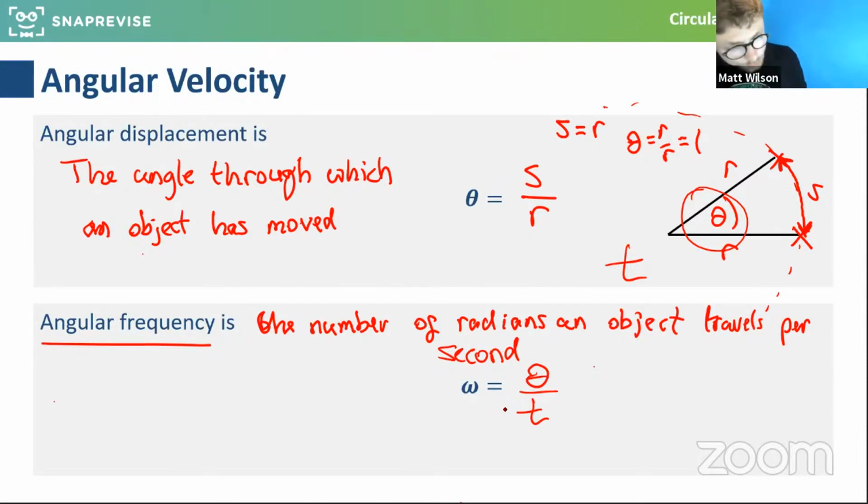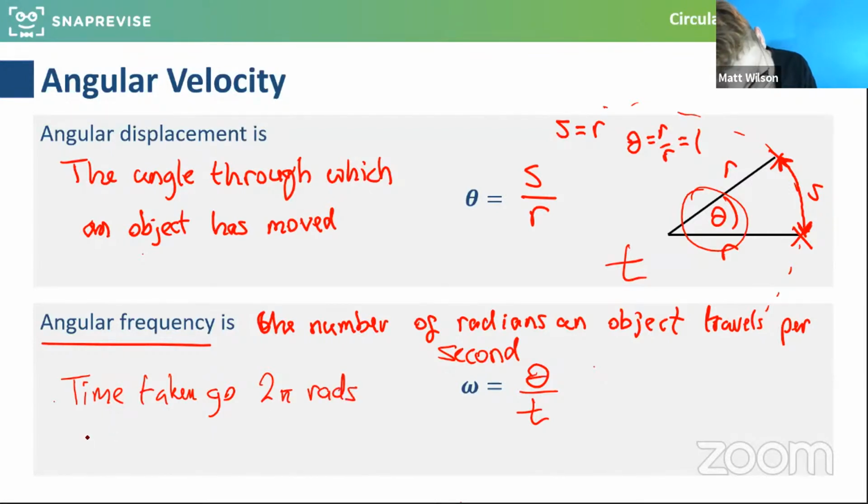Now, there are loads of other formulas for this as well. For example, we have a special word for the time it takes to go all the way around the circle. So does anyone know? Well, I'll write it here. Time taken to go 2 pi radians is, well, that's the time it takes to go all the way around. So that's the time period.